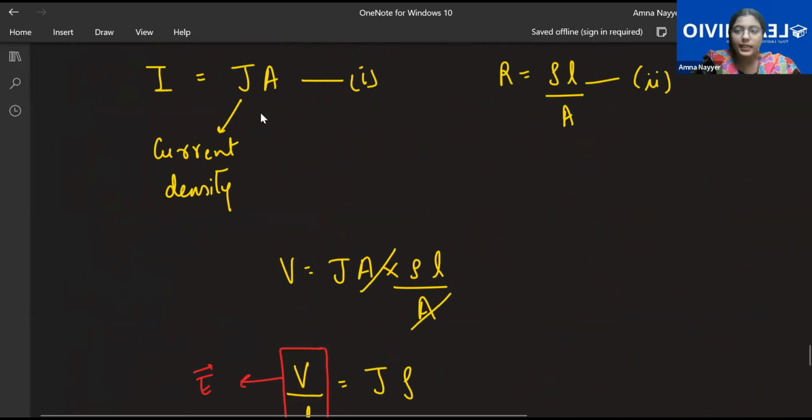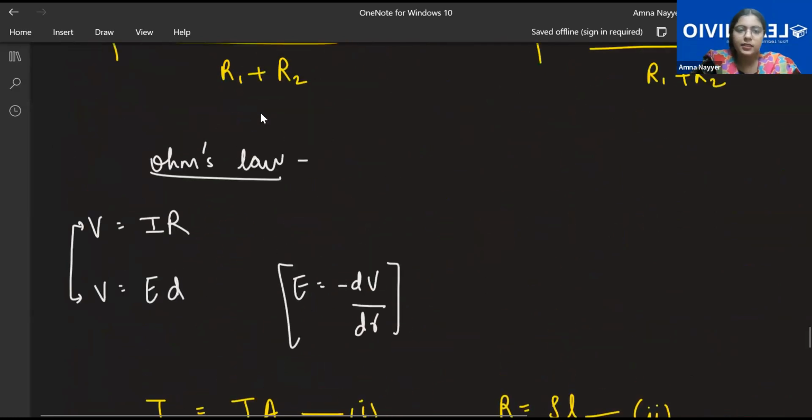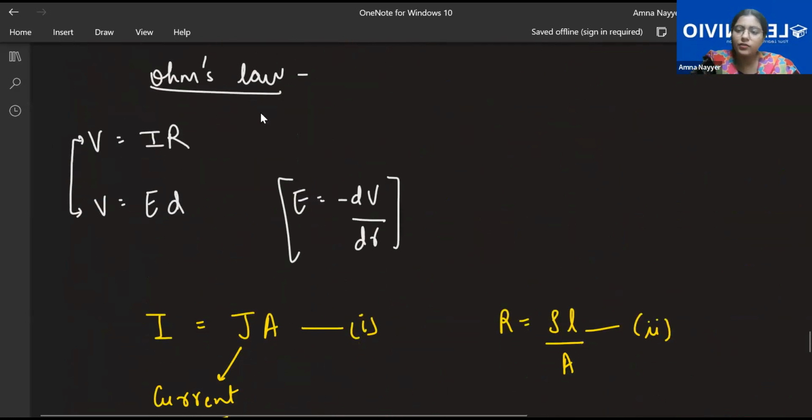Okay. So do one thing, write this part till here, Ohm's law and Ohm's law in vector form. Then I'll tell you the various objects whose formulas you should remember at one glance. Okay, please write it.